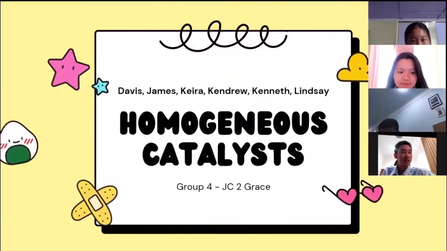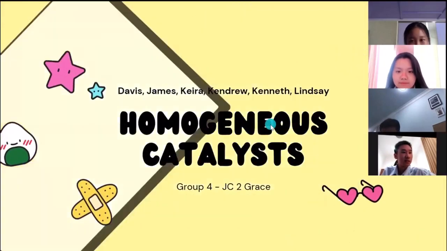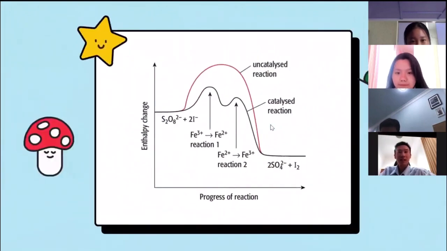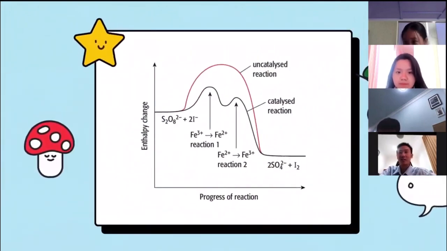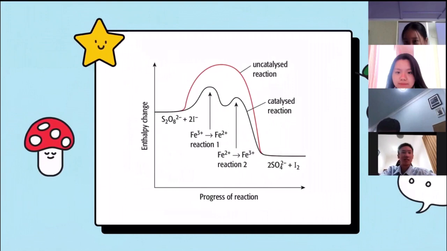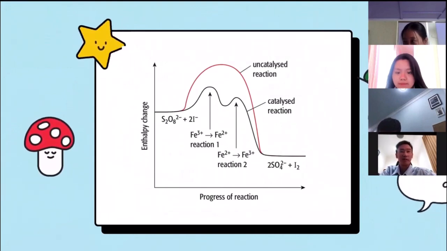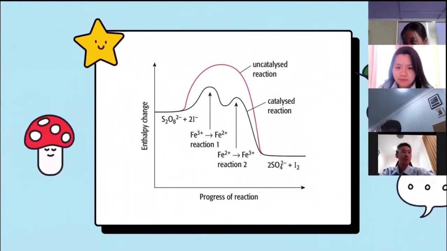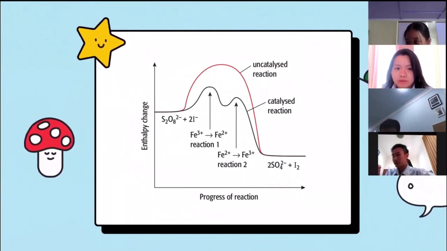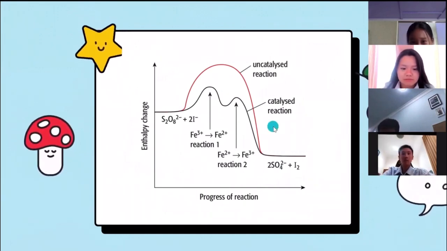Hello everyone, today our group will be talking about homogeneous catalysts. Homogeneous catalysts are in the same phase as the reactants and usually involve the change in oxidation number. Moreover, the experiment would go through a two-step reaction where, when we draw it on an energy level diagram, two bumps can be seen.